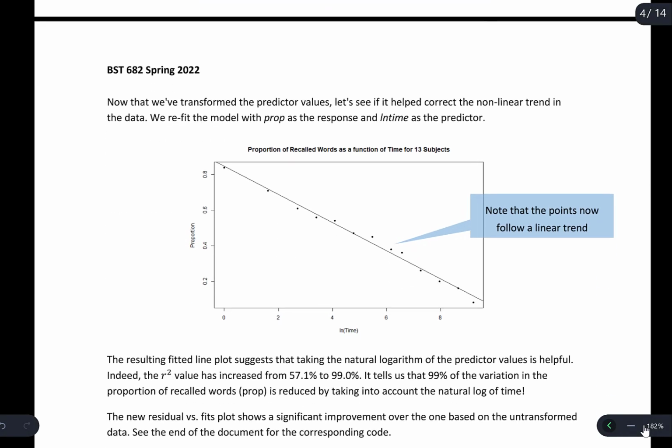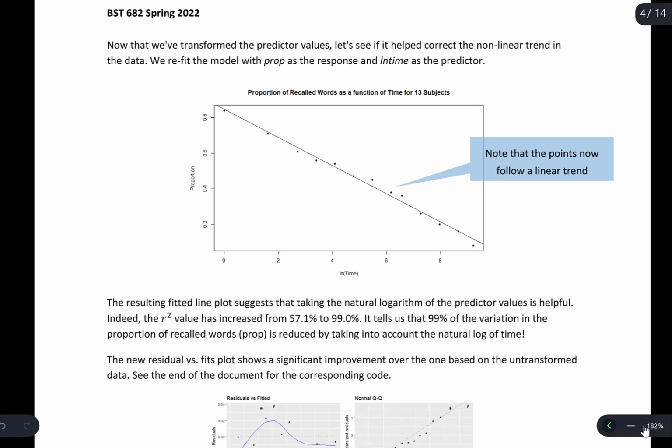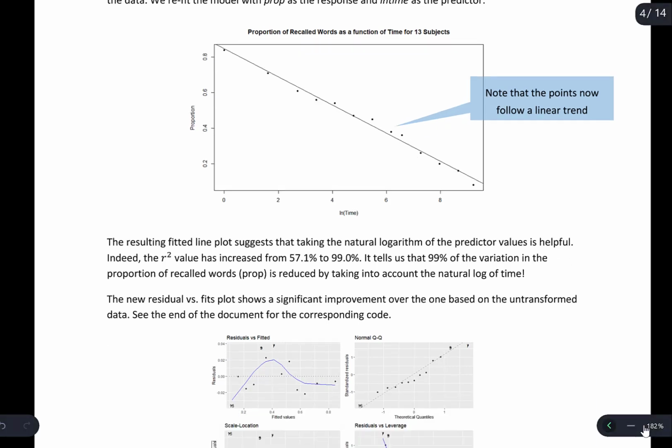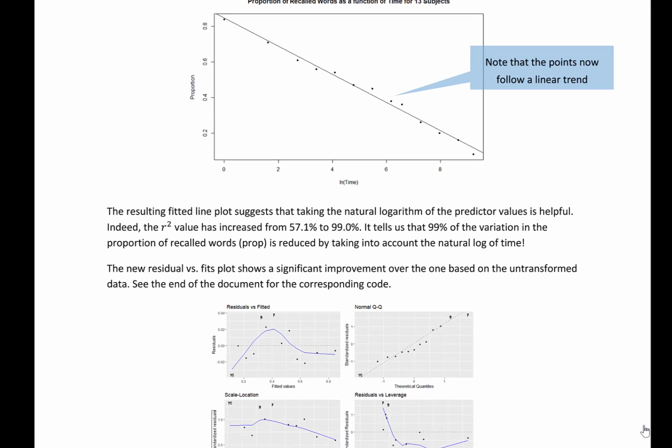Now that we've transformed the predictor variable, let's see if it helped correct the nonlinear trend in the data. We can refit the model with prop as the response and ln time as the predictor. Here is our new scatter plot, and we can see very clearly now that the points follow a linear trend. This looks much, much better than our original scatter plot. In fact, if you calculated the r-squared, the original model was only 57%, whereas this new one is 99%.